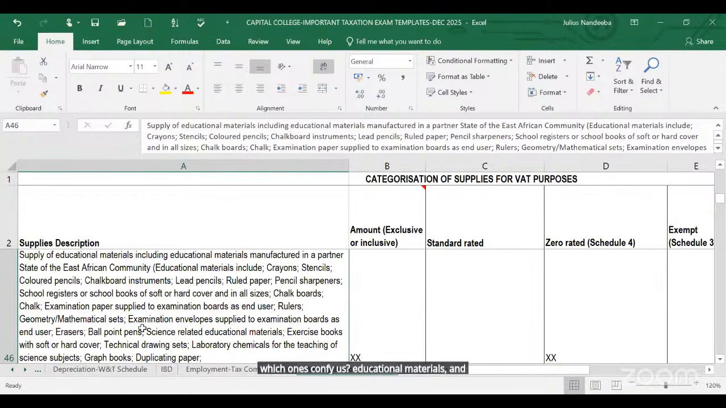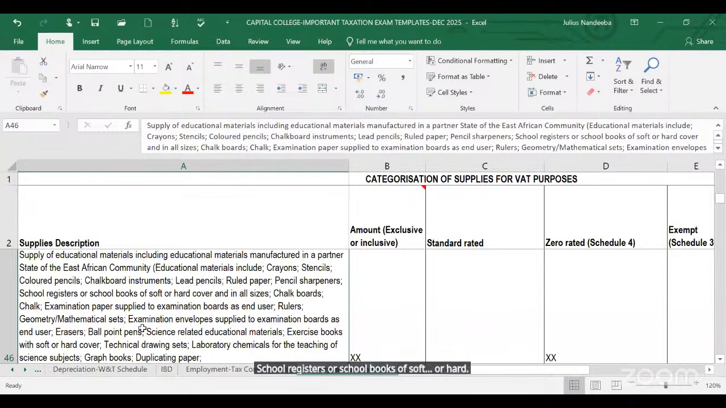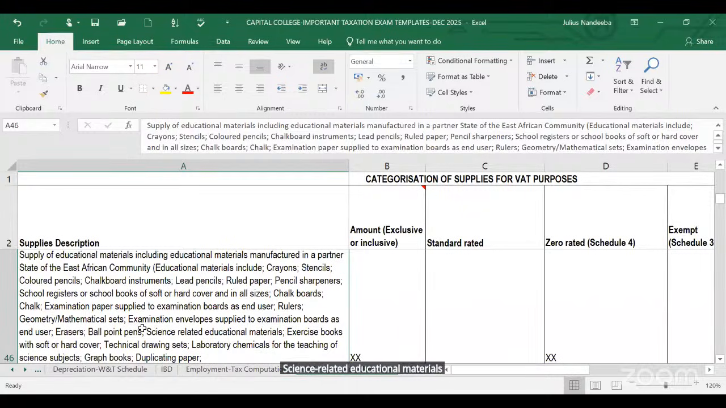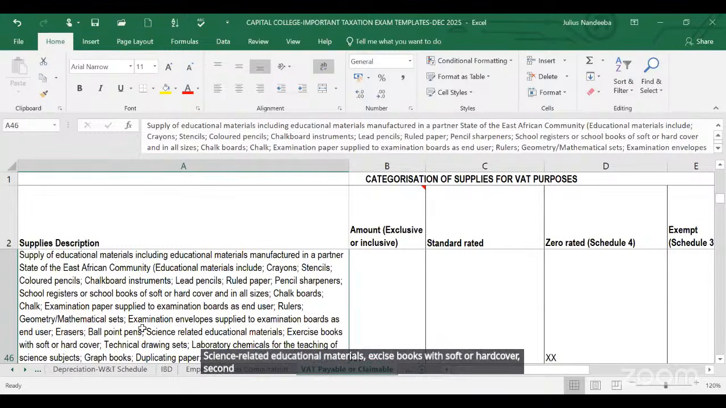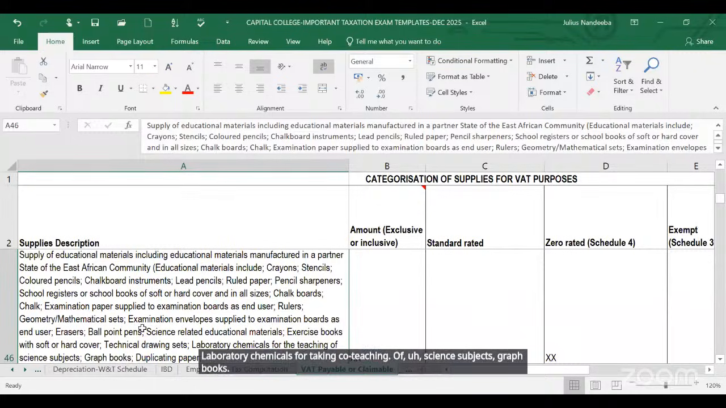And examples are there. Crayons, stencils, colored pencils, chalkboard instruments, lead pencils, ruled paper, pencil sharpeners, school registers, or school books of soft or hard cover and in all sizes, chalkboards, chalk, examination paper supplied to examination boards as end users, rulers, geometry sets, mathematical sets, examination envelopes supplied to examination boards as end users, erasers, ballpoint pens, science-related educational materials, exercise books with soft or hard cover, technical drawing sets, laboratory chemicals for technical teaching of science subjects, graph books, duplicating papers.